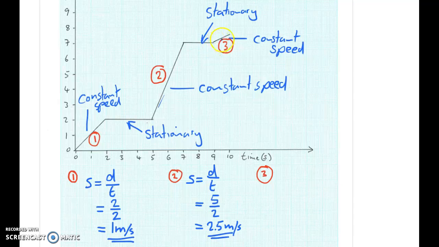In the third part we can see that it goes from 7 up to 7.5 meters in a time of 1 second, between 9 and 10. So again, formula, s equals d over t. We have half a meter over 1 second. So essentially 0.5 meters per second.